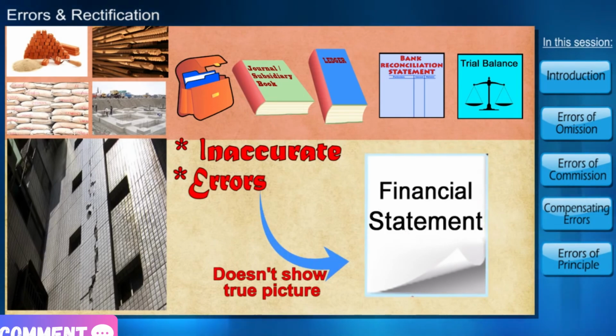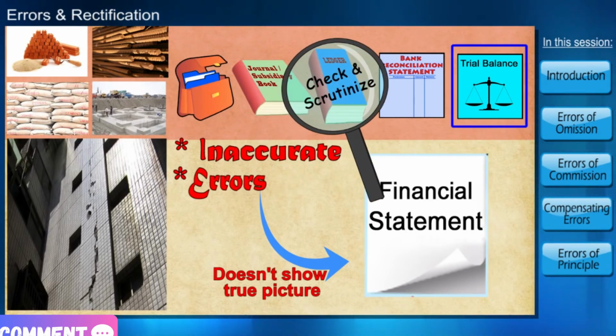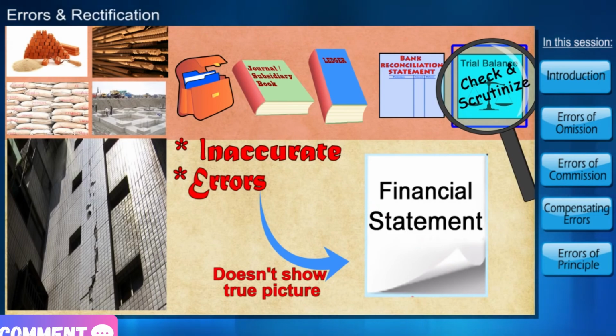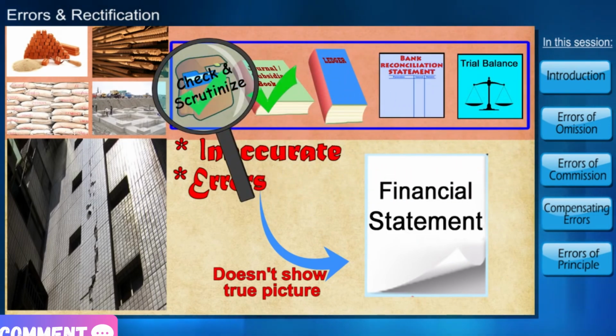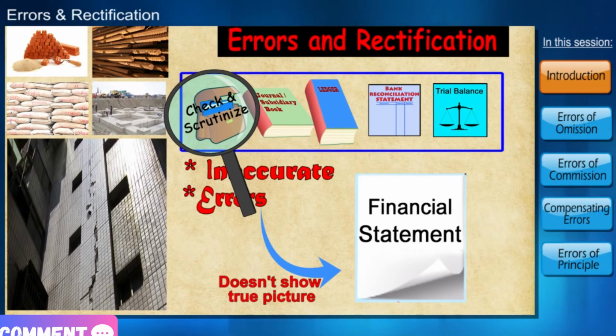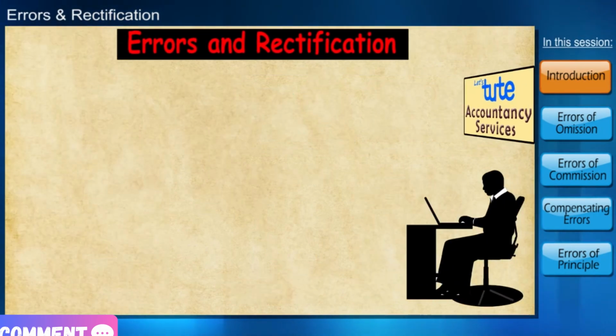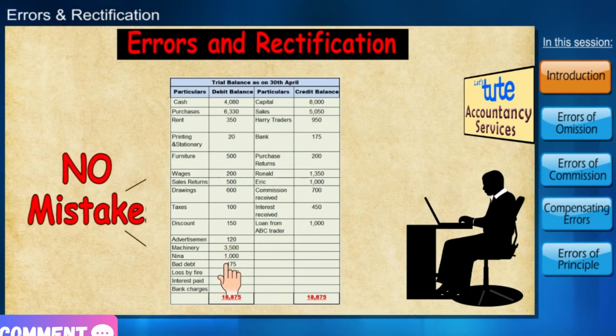In order for it to be true, we need to check for all possible mistakes by scrutinizing our trial balance and other accounting records and then finally correcting them. This process is called errors and rectification. Well, we did this exercise of checking and scrutinizing of our friend Daniel's trial balance that we made, and it was completely free from errors. So we don't need to worry about it.